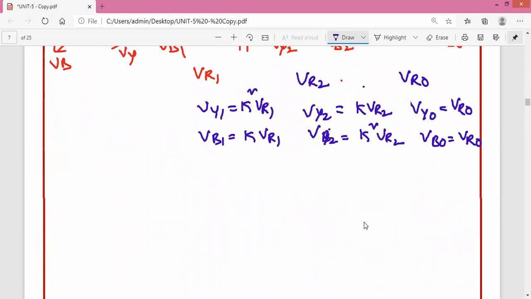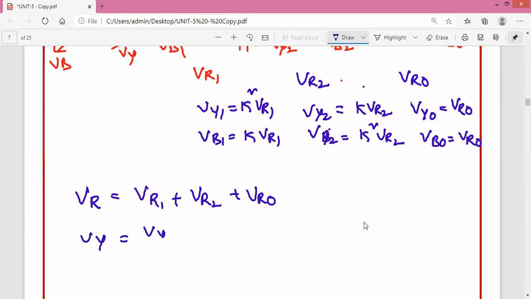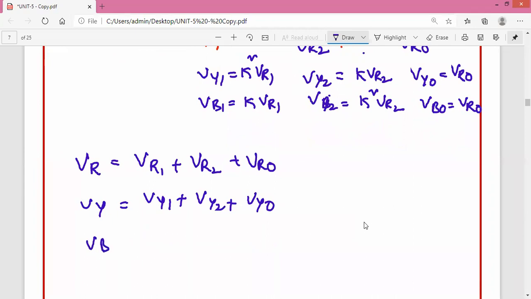So in short, I am writing all three phases. VR is equal to VR1 plus VR2 plus VR0, which we know. For the Y phase, VY is equal to VY1 plus VY2 plus VY0. And VB is equal to VB1 plus VB2 plus VB0. I am writing this as it is because I am taking this as a reference, so I am writing it in a different color.